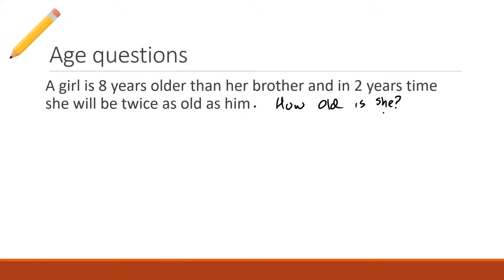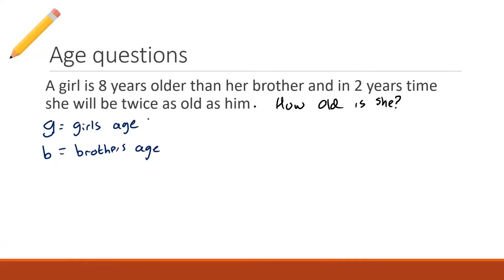Whenever you get age questions, oh man, age questions always get me. It's always like, okay, in 2 years' time, and then you have to add 2 and stuff like that. So whenever I get these type of questions, I always take a second to stop and ask myself again, what are the units that I'm using? So we're going to use 2 units here. We're going to start with a girl is 8 years older than her brother. So G equals girl's age, B equals brother's age.